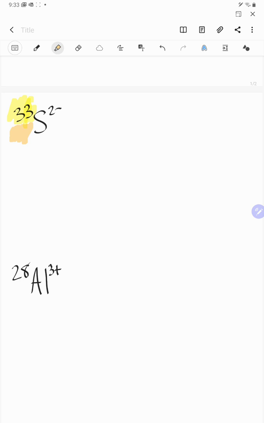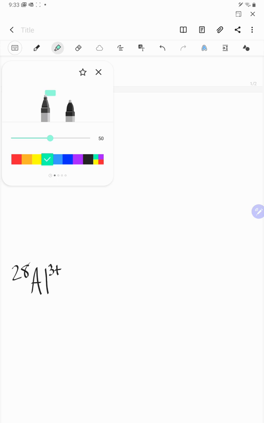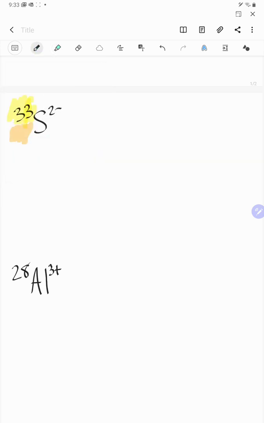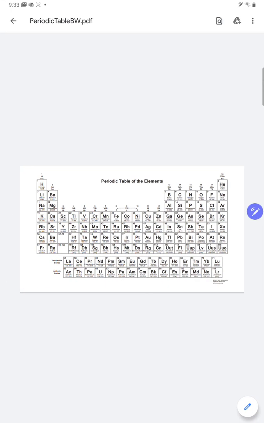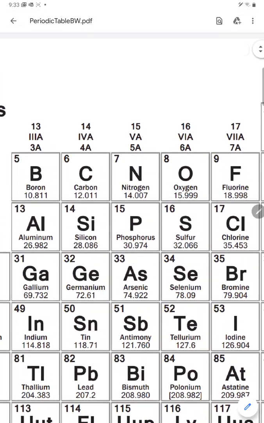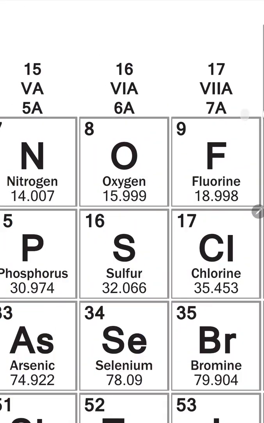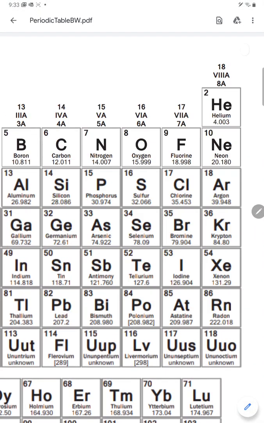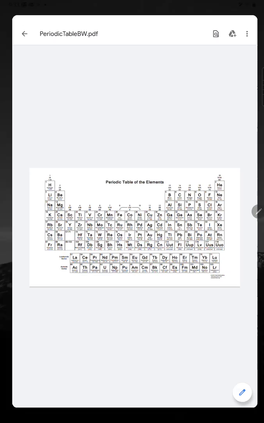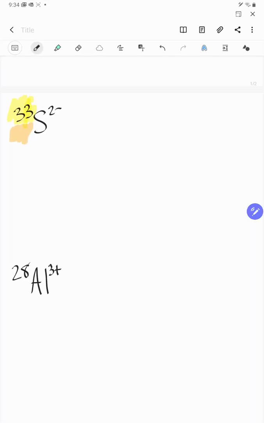So we need to look up sulfur, which is S, on the periodic table and find what the atomic number or the number of protons is. So let's just look up sulfur on the periodic table. We see it right here. Sulfur has 16 protons. It always has 16 protons. Every single time, every single sulfur in the entire universe always has 16 protons. So the protons equals 16. And then the number of protons plus neutrons equals 33.